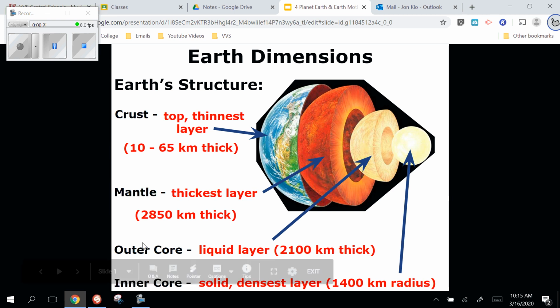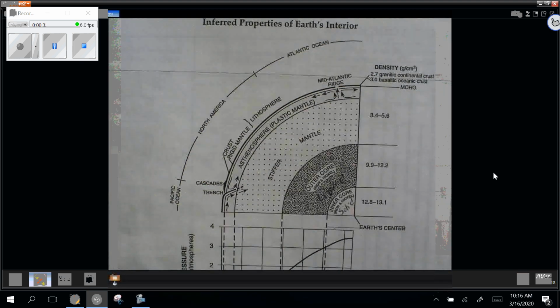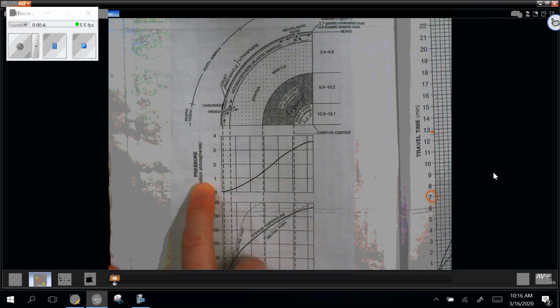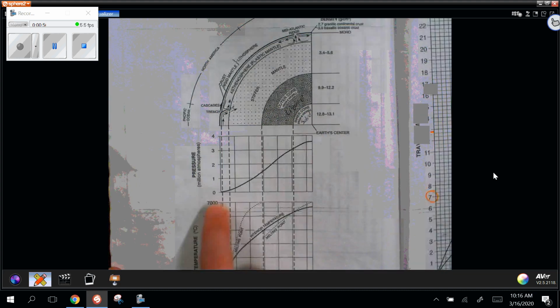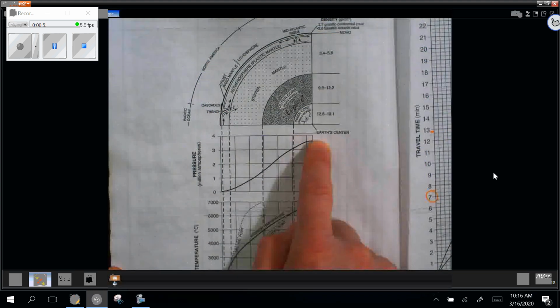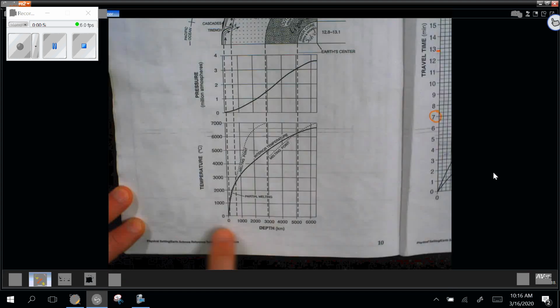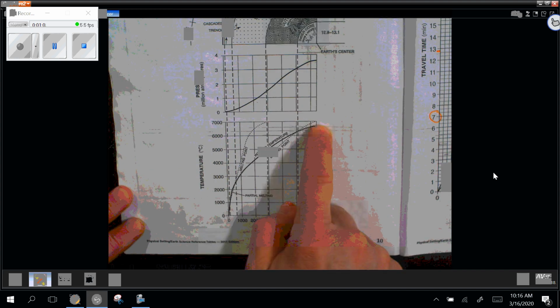If you pull over to page 10, you can see that we have the interior of the Earth on page 10. Here we have pressures in millions of atmospheres. You can see as we go deeper, pressure increases as we go deeper, right? Same thing with temperature. As we go deeper into the Earth, temperature increases, all right?